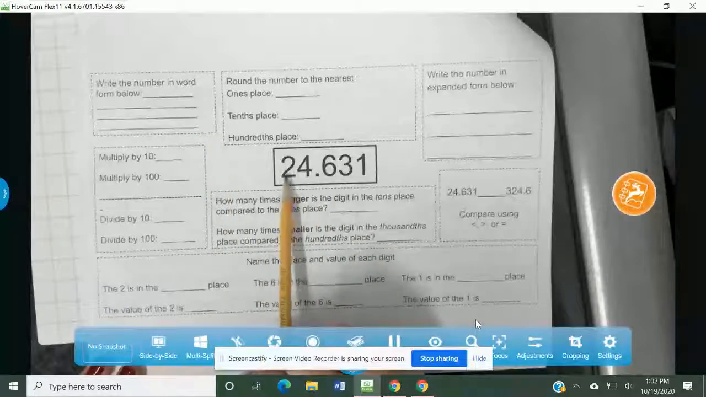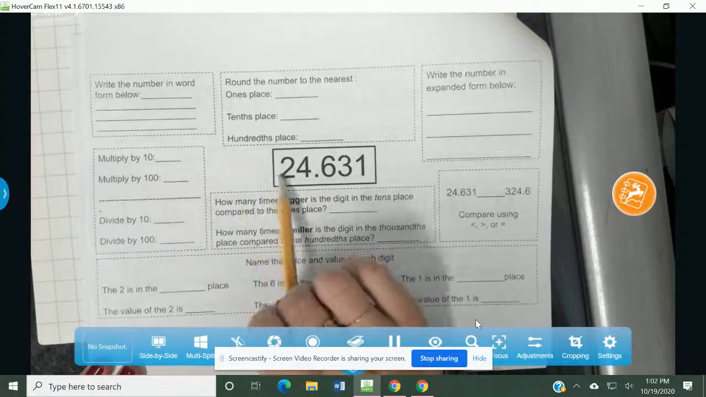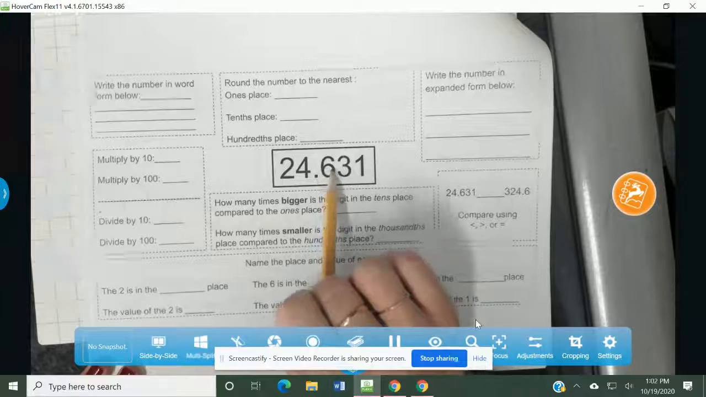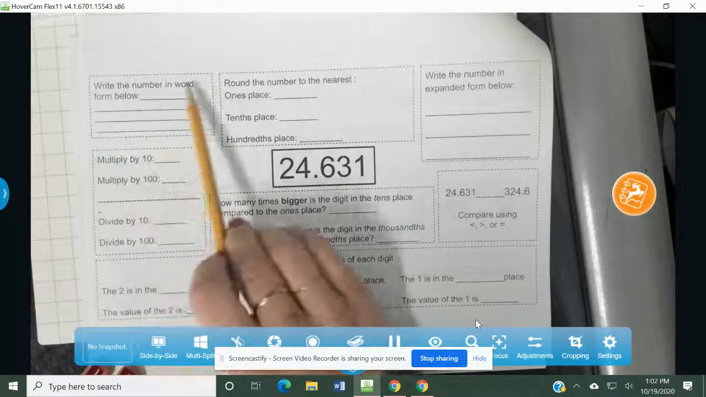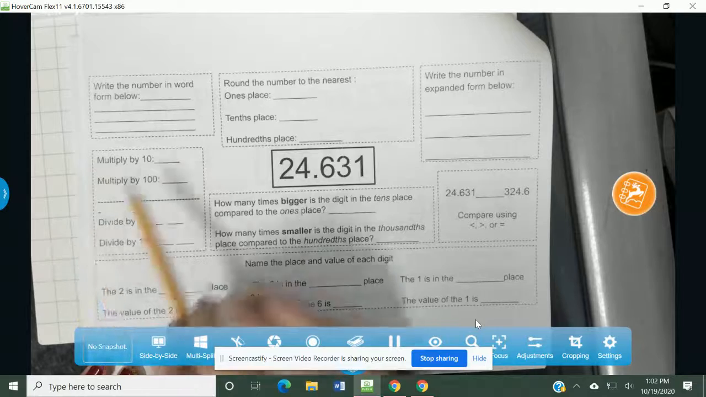So if I read this decimal out loud, I read it as 24 and 631 thousandths. And that is how you would write it in word form. So I want you to try and write that down in word form, please.